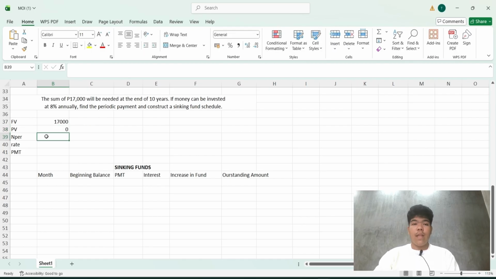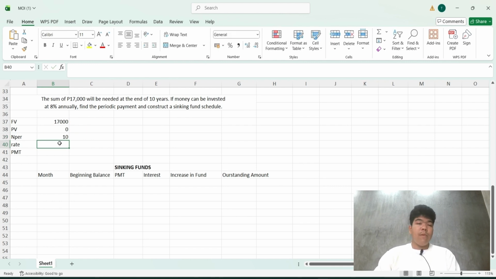Now for the n per, the formula for n would be m multiplied by our t. Our m in this problem is annually, which means it is 1, multiplied by our t, which is 10 years, so we get 10 for n per. So input 10.